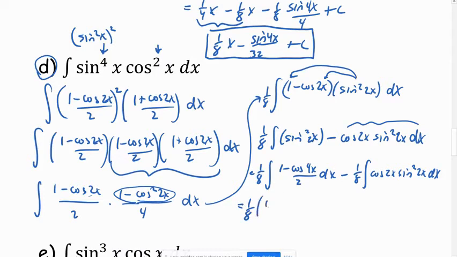This is going to be 1/2 x minus sine of 4x over 8.